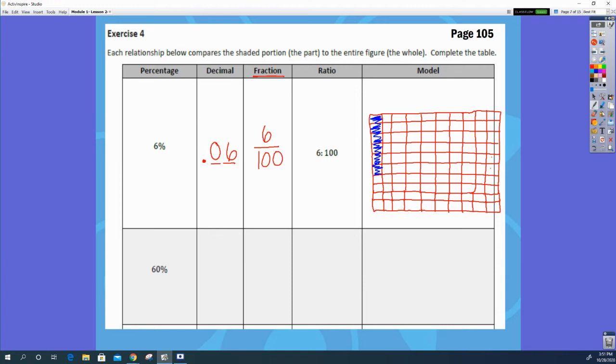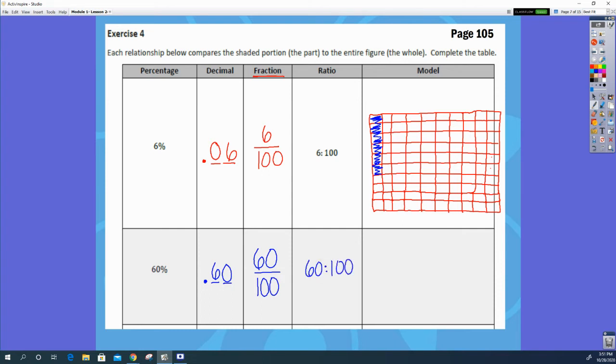All right, our next one, we have 60%. So let's jump to the fraction. That would be 60 out of 100. My decimal, that's 60 hundredths. So I have tenths, hundredths. I'm going to put in 60. All right, my ratio would be 60 to 100.